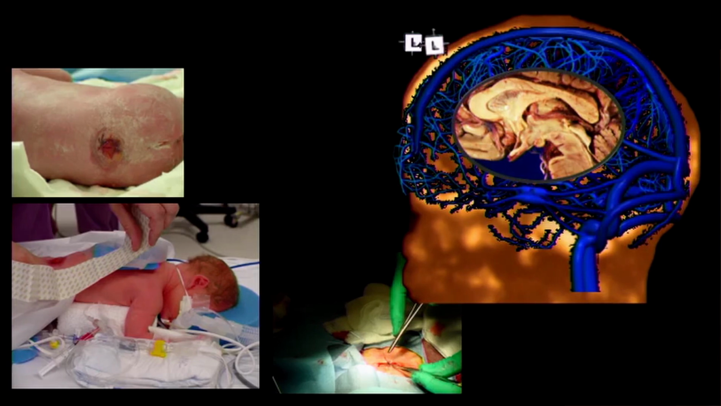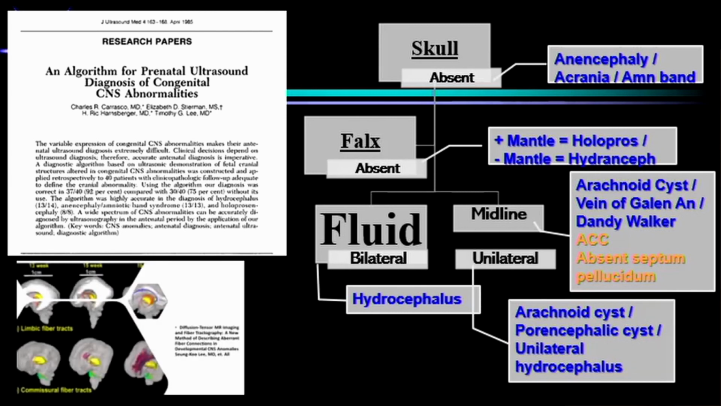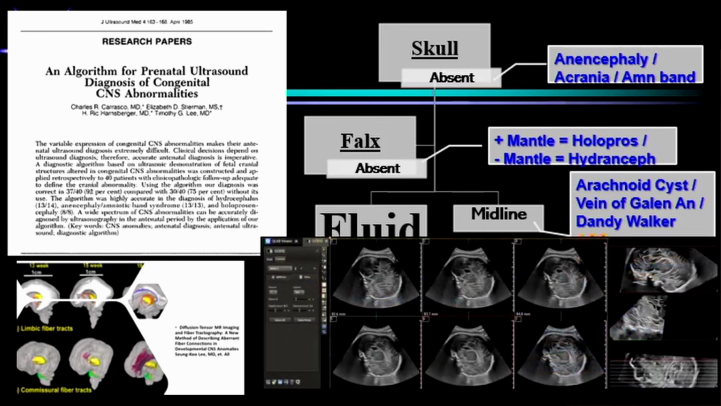So in summary, we've come quite a long way from this paper in the 1960s that talked about an algorithm for prenatal ultrasound diagnosis of congenital CNS abnormalities. We're able to now use tractography to place our mind's eye exactly on where these tracks should be. We're able to use multiple three-dimensional and post-processing techniques such as iSlice, TUI, FlexView to see different structures in a different way than we've seen them before.